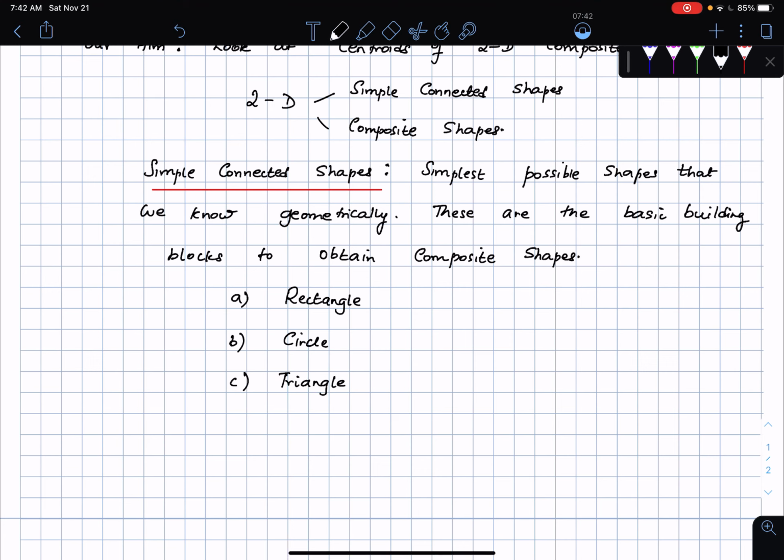Of these three, due to our limitations in this particular course, we will be focusing mostly on rectangular simple shapes. If I draw a rectangle here, it is very obvious that the centroid or the center of mass of this rectangle is going to be right at its center. This is typically specified as C, the location of the centroid.